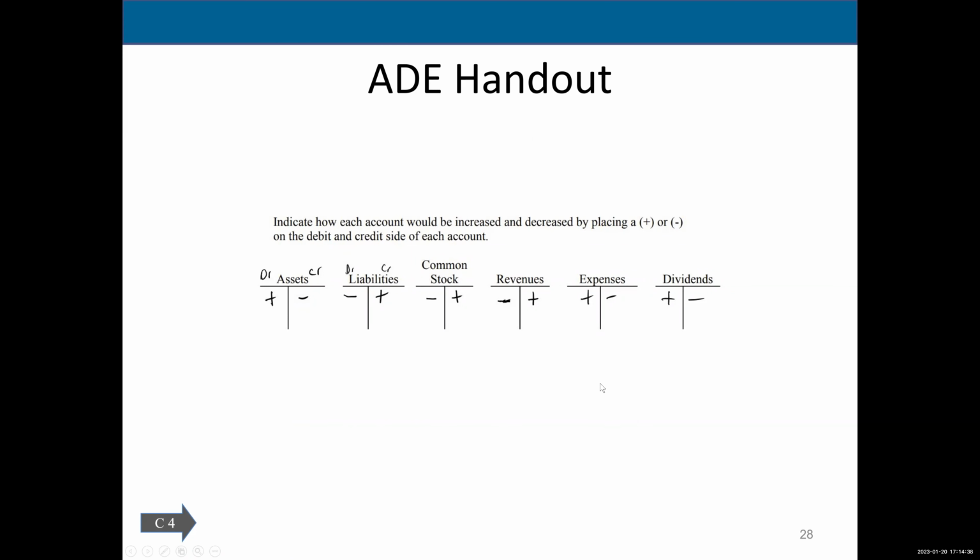Okay. Expenses. Is that part of AID? Yes. So you increase it with a debit. So you must decrease expenses with the credit.